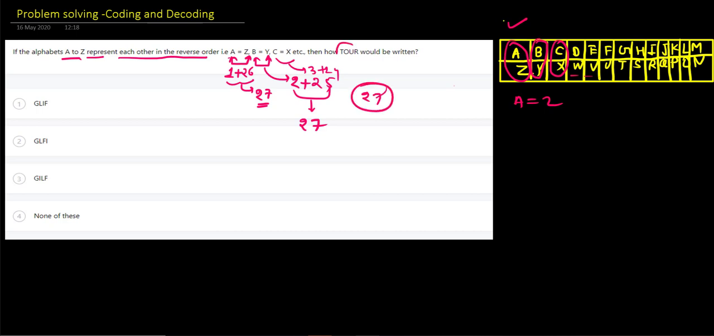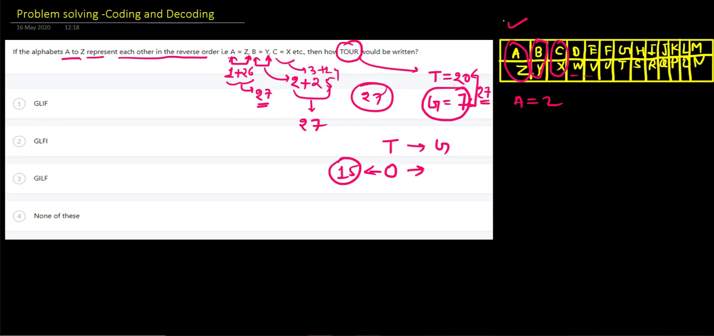Now if you need to find the meaning of TOUR, T is 20. The corresponding letter to T would be 7, because they need to sum up to 27 in the same fashion. G is the 7th letter, so they sum up to 27. So the corresponding letter to T would be G. Similarly, the corresponding letter to O: O is 15, so the remaining would be 27 minus 15, which is 12, and the alphabet at position 12 is L.